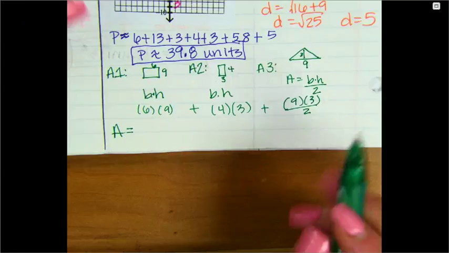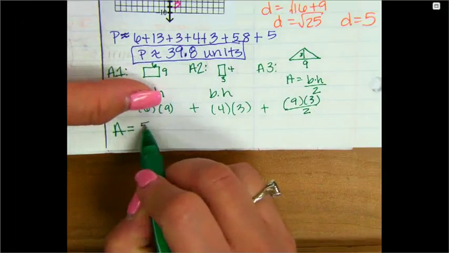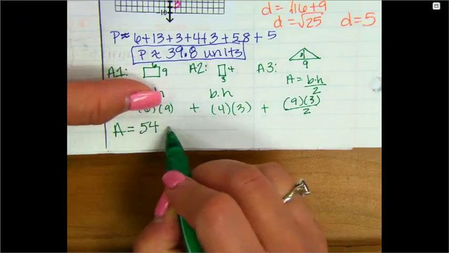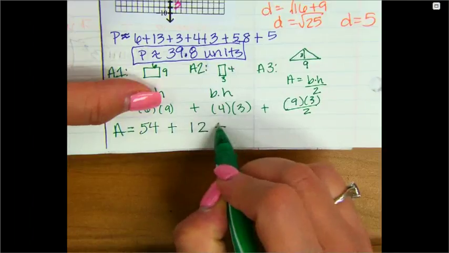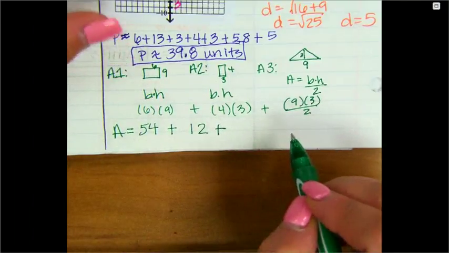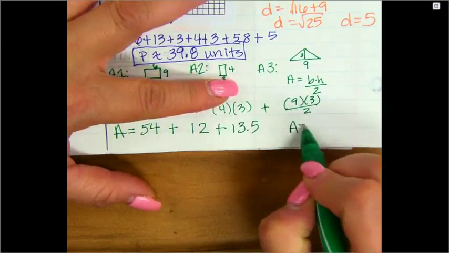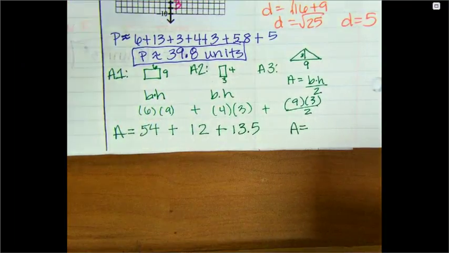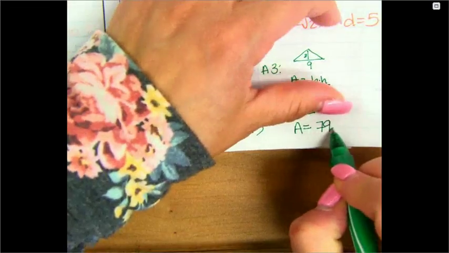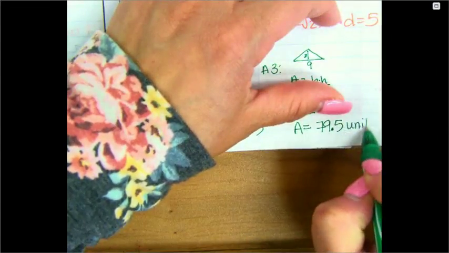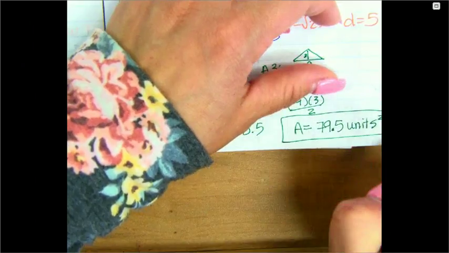What's 6 times 9? 54. What's 4 times 3? And what's 9 times 3 divided by 2? 13.5. So your grand total for area is 79.5. Do we agree? 79.5. Units? Good.